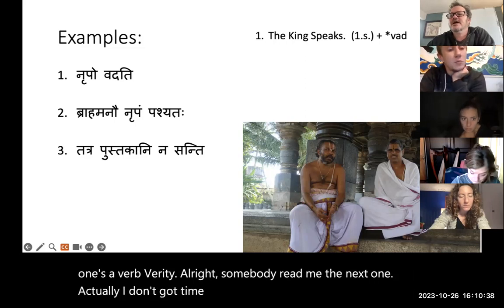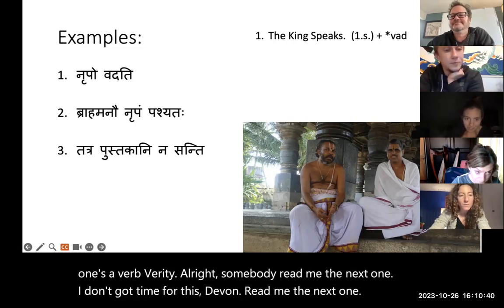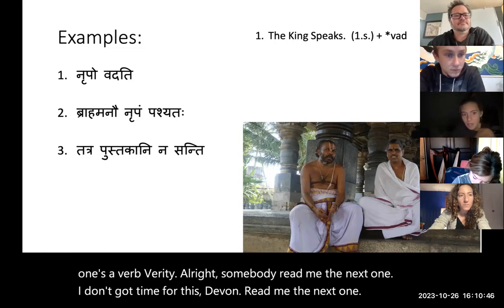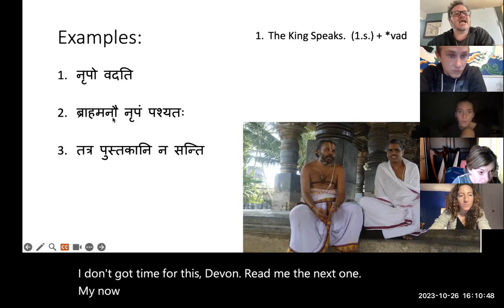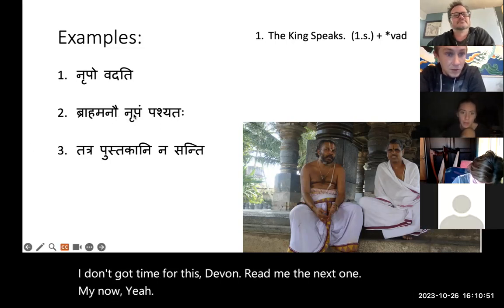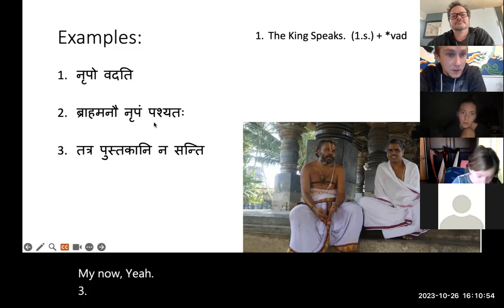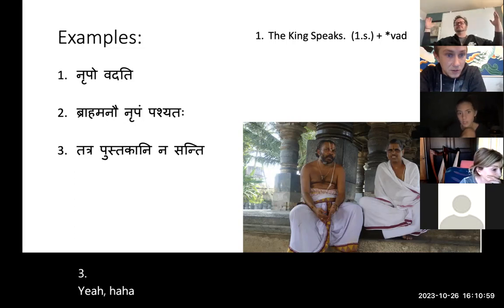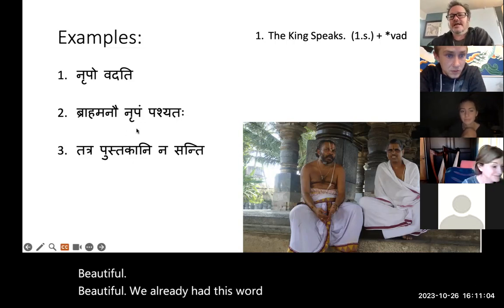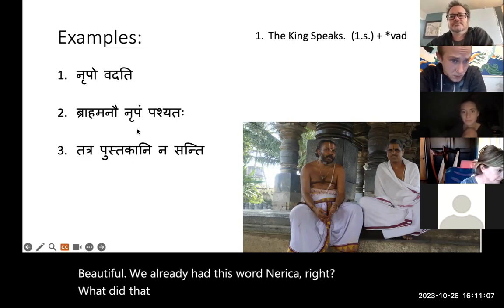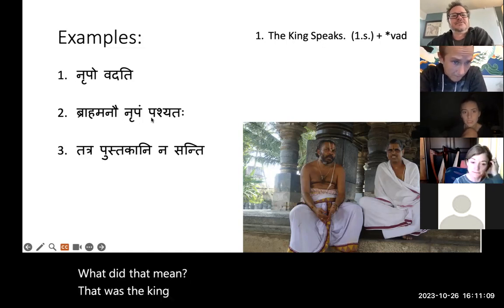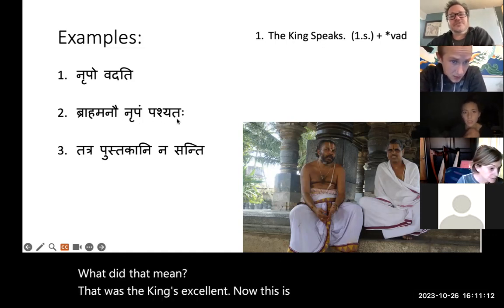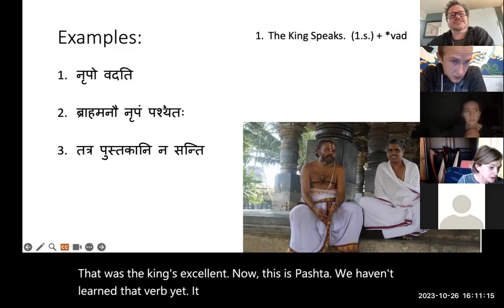Somebody read me the next one. Devin, read me the next one. Brahmanau. Nripam. Pashyataha. Beautiful. We already had this word nripa, right? What did that mean? The king. Excellent. Now this is pashyata. We haven't learned that verb yet. It shows you to see.